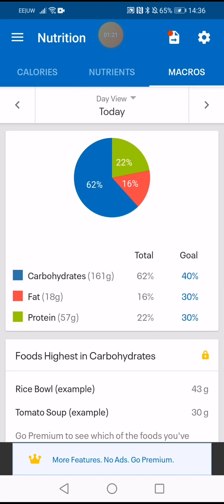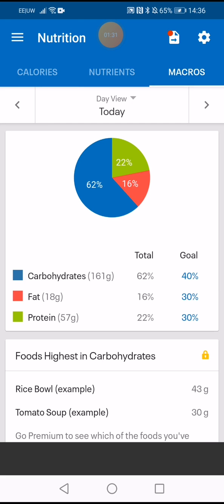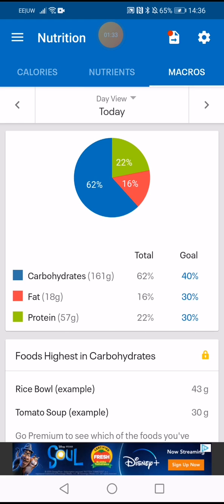macros don't really matter too much. The only macro, as you know, I keep underlining, is you must hit your protein target. That is one of the most challenging things, and the only macro you need to worry about. Protein target and your overall calorie intake. At the moment, this is a day view.